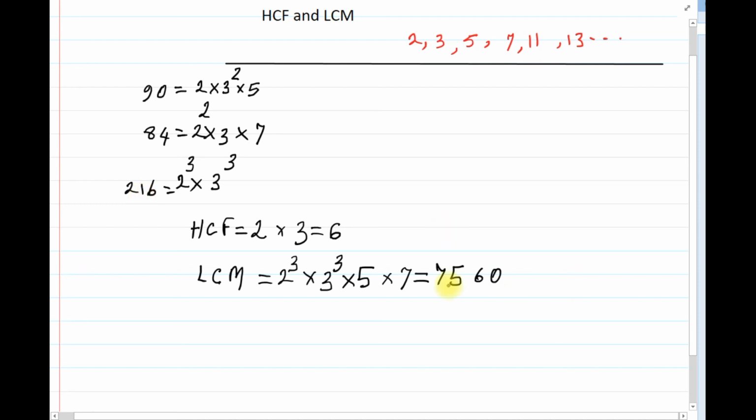And if we divide 7,560 by 90, 84, or 216, you don't get any remainder.